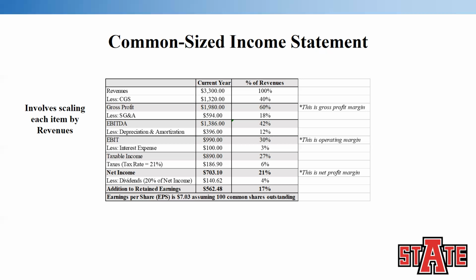Is that good or bad? Well, we'd have to know where the company was at last year. We'd have to know what our competitors do, right? Absolutely. Another way of looking at that 40% is we could say, for each dollar of revenues, the company has 40 cents in cost of goods sold. Gross profit is 60% of revenues. That's what we refer to as the gross profit margin.